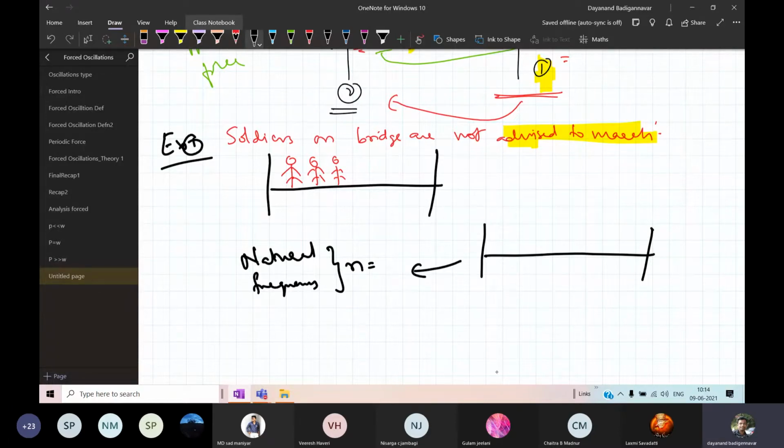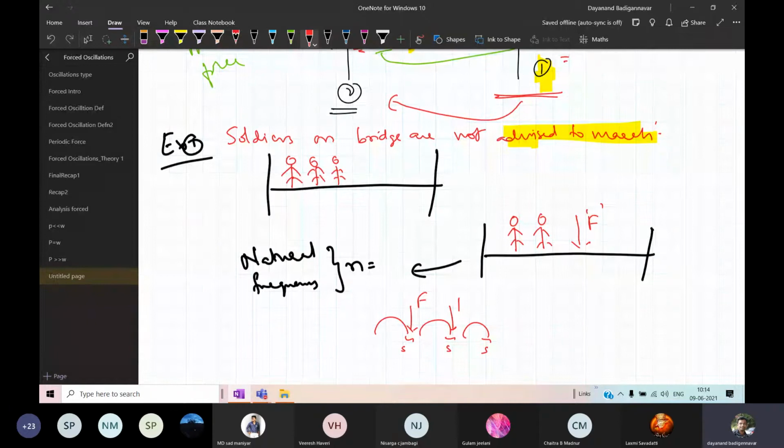Once you know the natural frequency, and the soldiers are moving here, if they are marching, meaning everyone steps together, simply put, then they are applying a force regularly. One step after another, then the next step. So these are the steps. Whenever there is a step on the bridge there is a force.